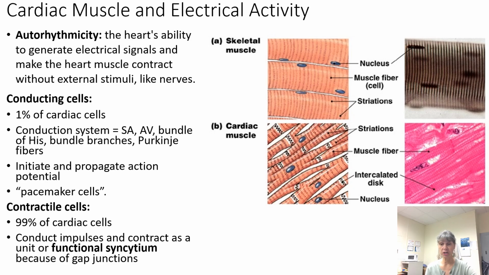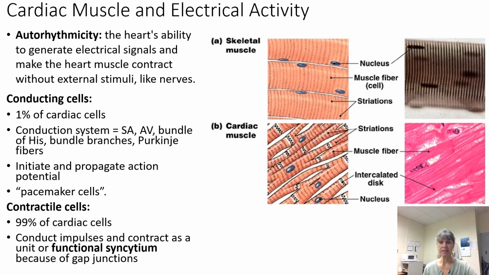The initiation for contraction for cardiac muscle differs greatly from that of skeletal muscle. You'll recall from A&P 1 that skeletal muscle required a nervous impulse from a motor neuron at the myoneural junction in order for contraction to occur.